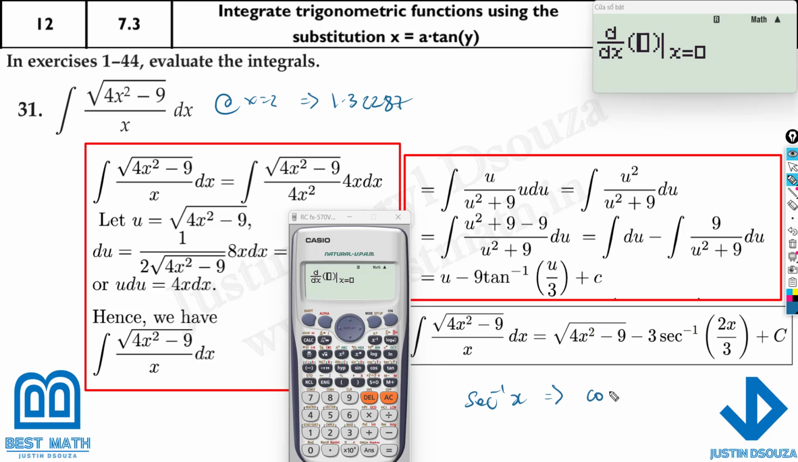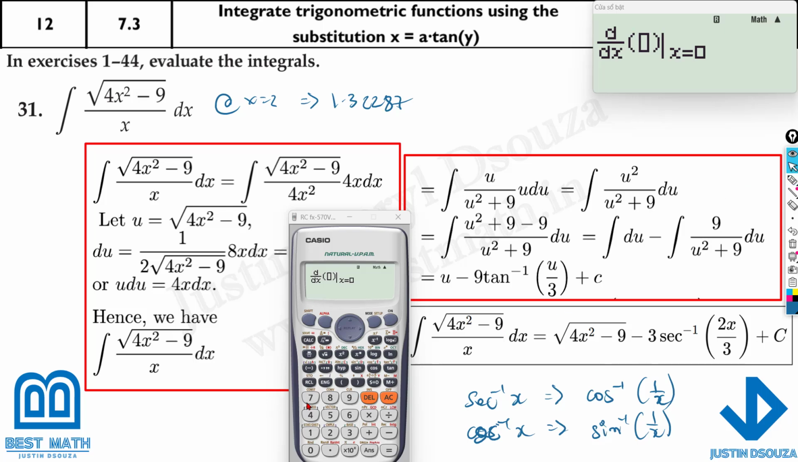This is equivalent to cos inverse 1 by x. If you have cosecant, that is CSC inverse x, that is 1 by sine, but you write it as sine inverse, only the x is written as 1 by x. This is very important to remember.